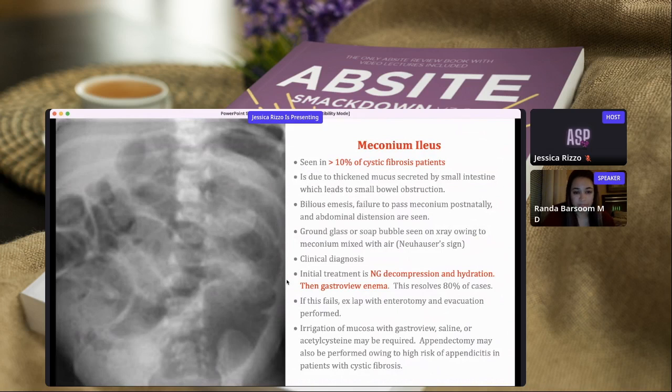Okay, so in about 10% of cystic fibrosis patients, they will have meconium ileus. It is a failure of the meconium to pass due to the meconium being quite thickened. If a baby has meconium ileus, the first thing to do is to decompress their GI system using an NG tube, and then remember to hydrate them. Get a gastrografin enema, and the enema is not only diagnostic, but could also be very therapeutic. If this fails, unfortunately, the baby will have to go to the operating room for an ex-lap and then an enterostomy in order to evacuate this meconium. Next.